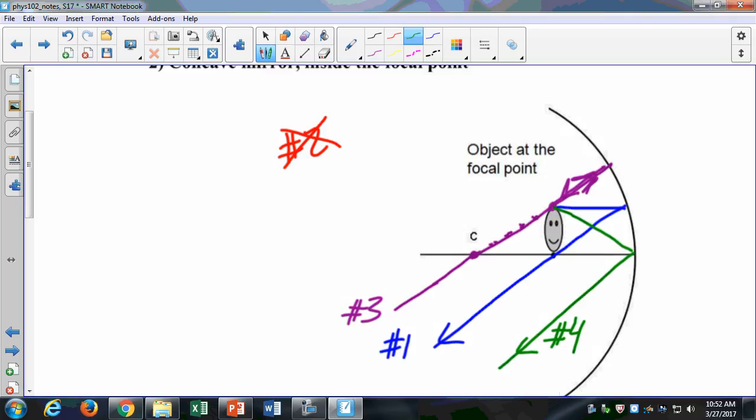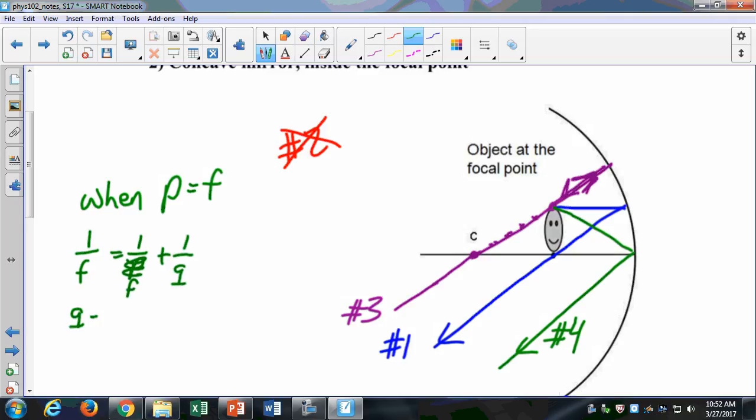Remember that when P equals F, which is what we have here, I get 1/F = 1/P + 1/Q. And if P is equal to F, I make that F, so Q goes to infinity. That means that there is no image.